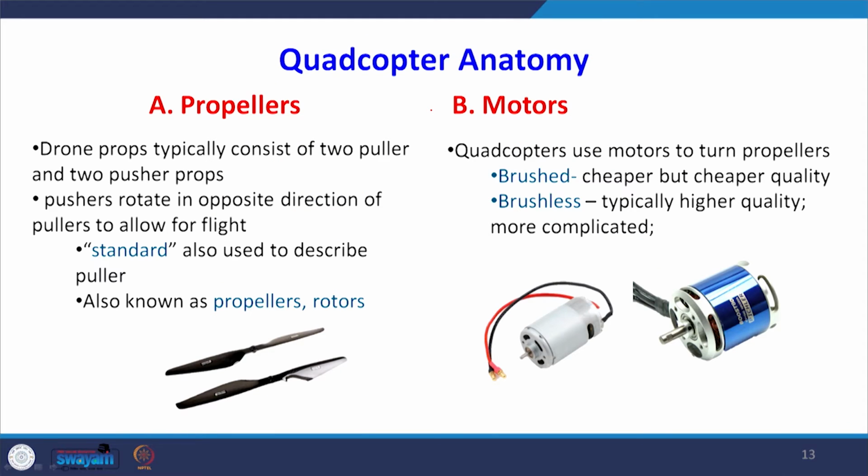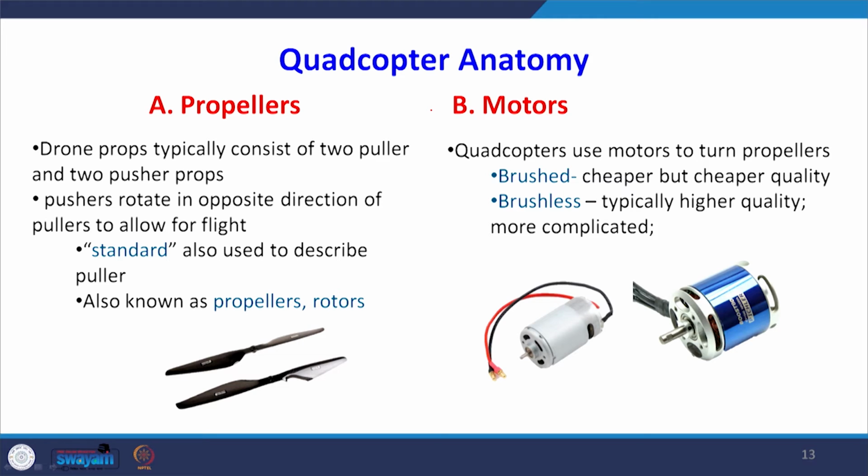And then there is a receiver system. So these are the different components, the anatomy of the quadcopter, and each one is playing a very important role for data collection. So let us see one by one their importance and their roles.